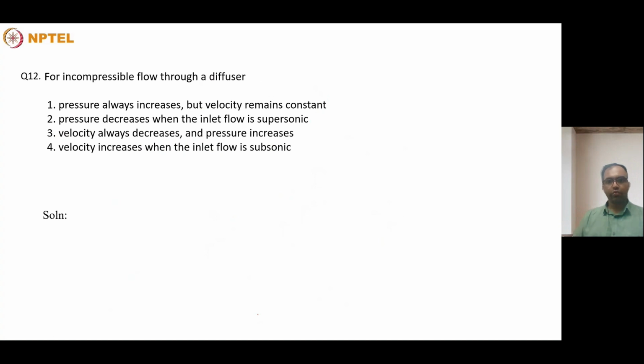For incompressible flow through a diffuser, pressure always increases, but velocity remains a constant. Pressure decreases when the inlet flow is supersonic. Velocity always decreases and pressure increases. Velocity increases when the inlet flow is subsonic.